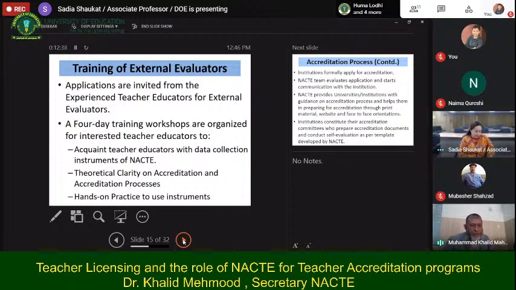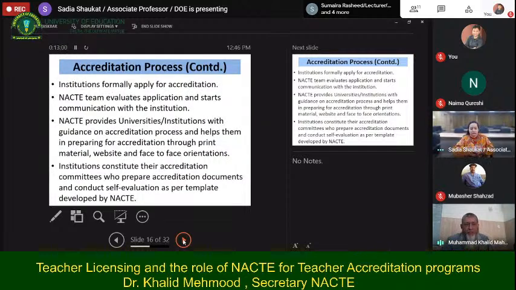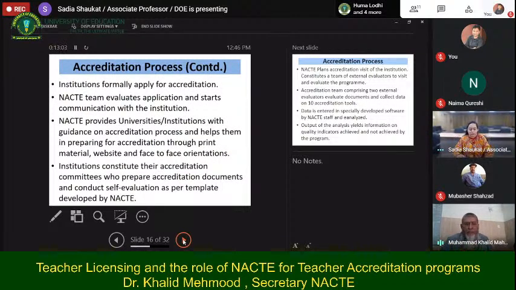We acquaint teacher educators with the data collection instruments of NACTE, we discuss concepts and try to develop theoretical clarity on accreditation and accreditation processes, and we also provide hands-on practice to use those instruments. Through such workshops, we train external evaluators and prepare teams for accreditation visits. Those evaluators go to the institutions and collect data. Now, what is the accreditation process? Institutions formally apply for accreditation.